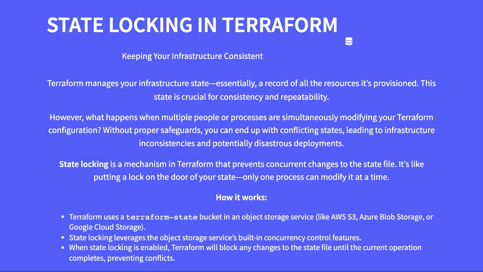But what happens when multiple people are trying to update things at the same time? That's where state locking comes in. It's like putting a lock on that logbook. Only one person can edit it at a time, preventing conflicts and ensuring everyone gets the same consistent view of your systems. Terraform uses an object storage bucket like S3 for the state file and leverages the bucket's built-in concurrency control to do this locking. It might add a little bit of wait time during deployments, but the benefits in terms of reliability and preventing errors are absolutely worth it.